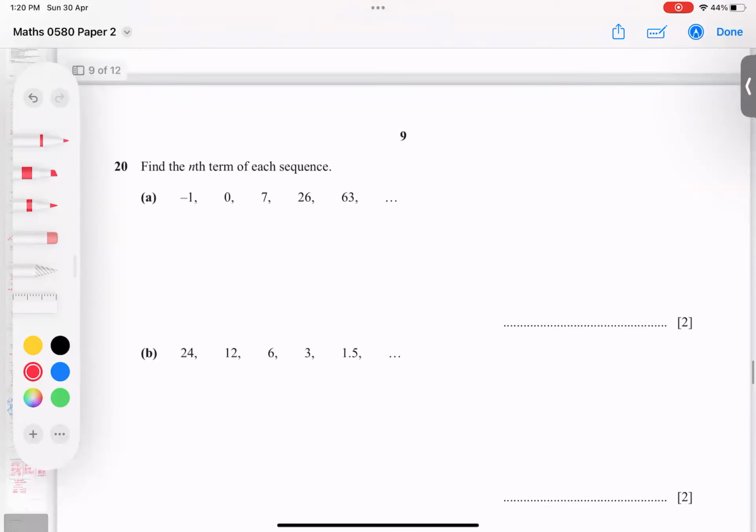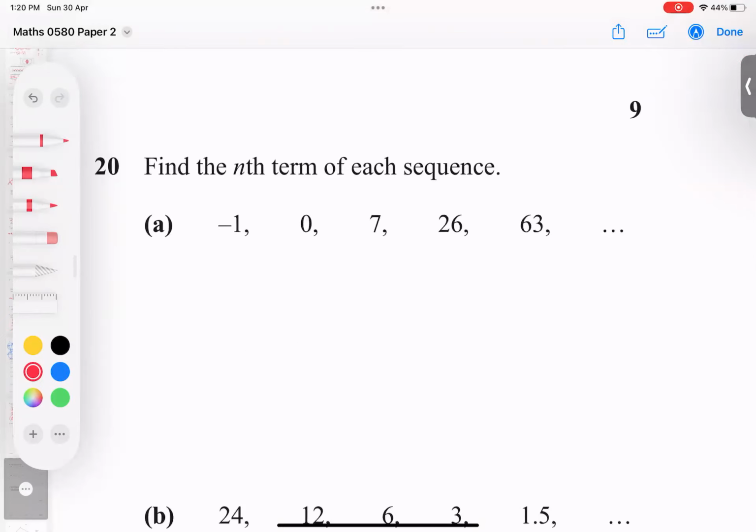Question number 20. This is a question where we have the nth term. So if you subtract 0 minus 1, you get... I mean, plus 1, I'm adding here.